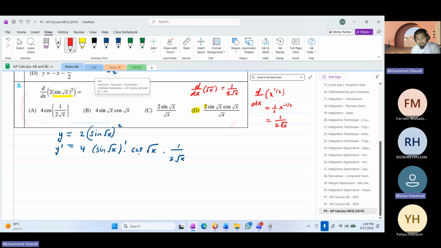So sine of root x. You differentiate sine alone and root x alone, right? Yeah. The derivative of sine root x is cos root x, and then the derivative of root x is 1 over 2 root x. It's the chain rule. Okay. Yes. Good stuff.